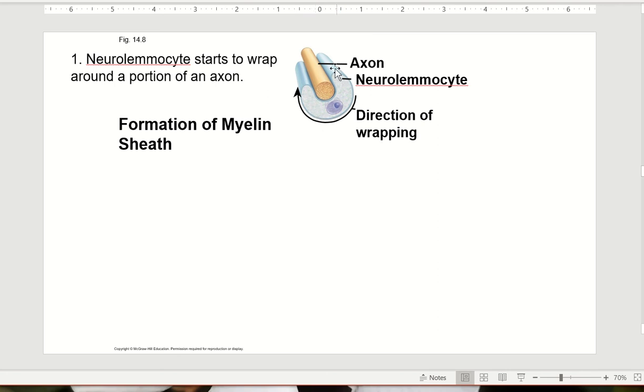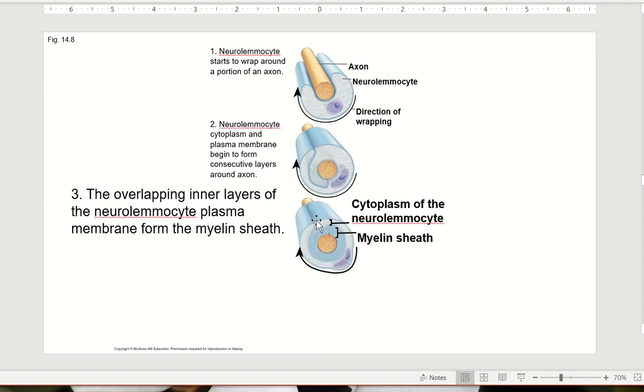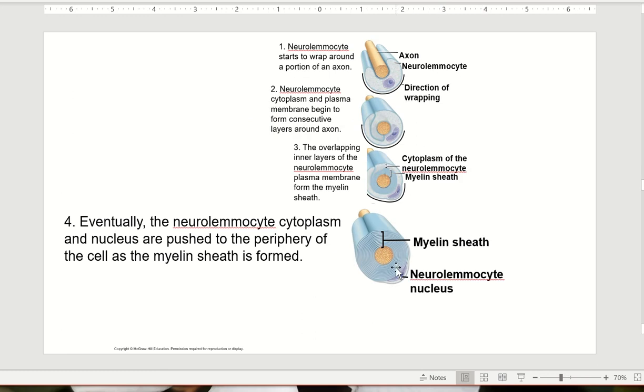During fetal development, it starts wrapping itself around, and then it just keeps wrapping. The cytoplasm forms layers, and then eventually the cytoplasm all gets smushed to the side, and it's just plasma membrane, wrapped layer upon layer, until we end up with a cell where the cytoplasm and nucleus are smushed to the side, and we have layers and layers and layers of plasma membrane creating what we call the myelin sheath.